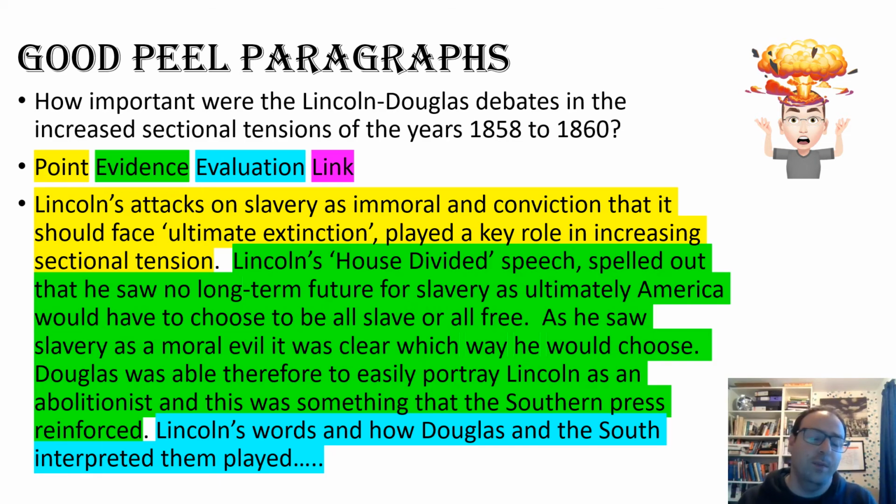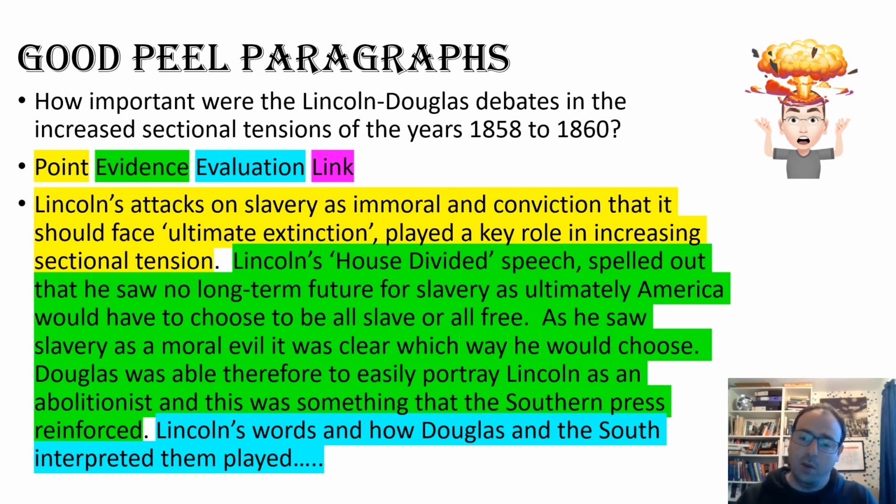And the first one I'm going to look at is this one. How important were the Lincoln-Douglas debates in increased sectional tension in the years 1858 to 1860? So I start with the point. Lincoln's attacks on slavery as immoral and conviction that it should face ultimate extinction played a key role in increasing sectional tension.